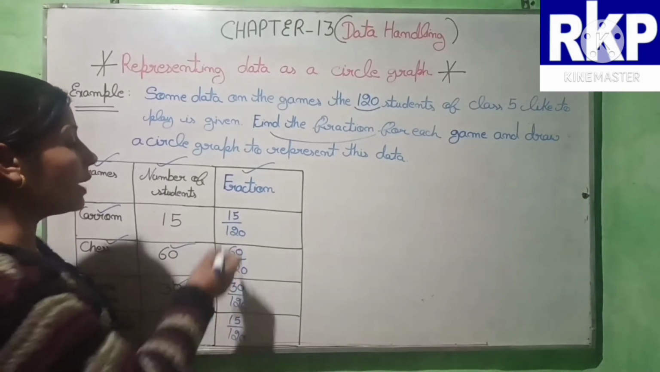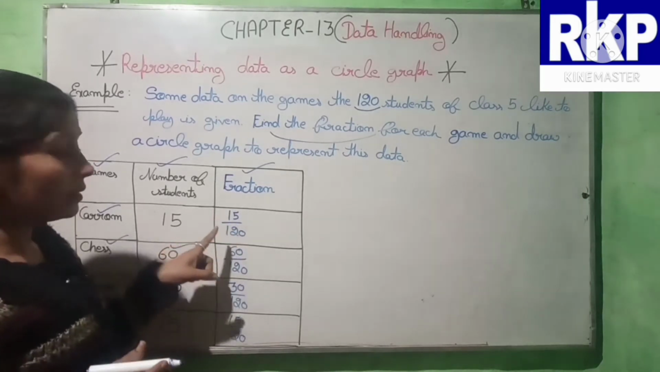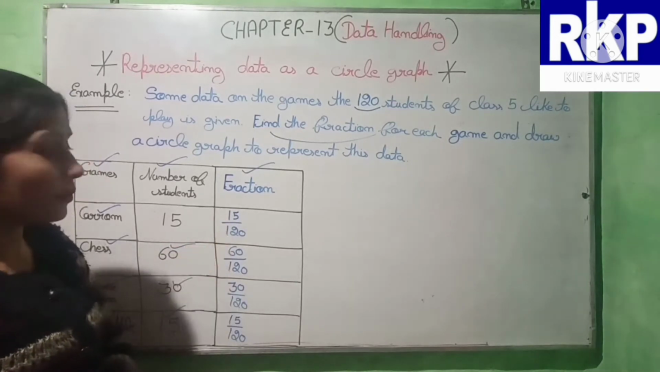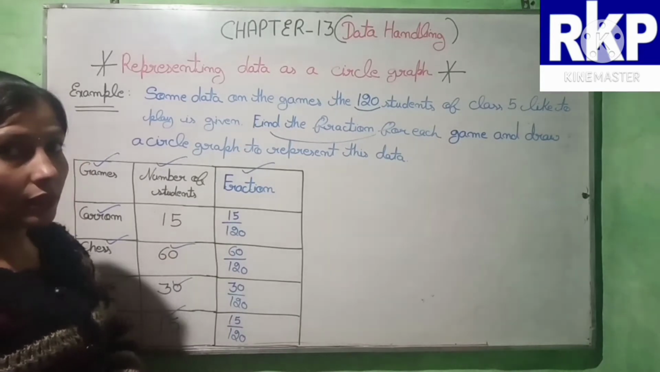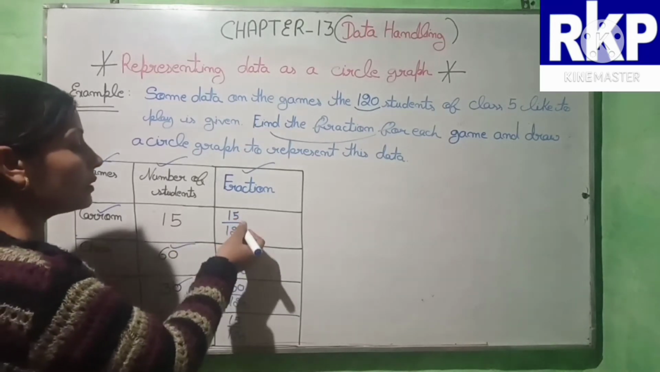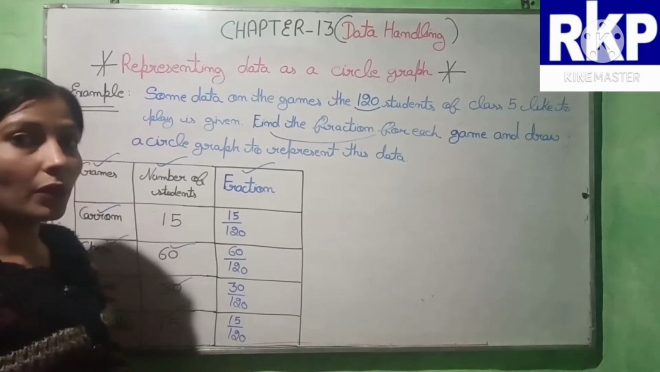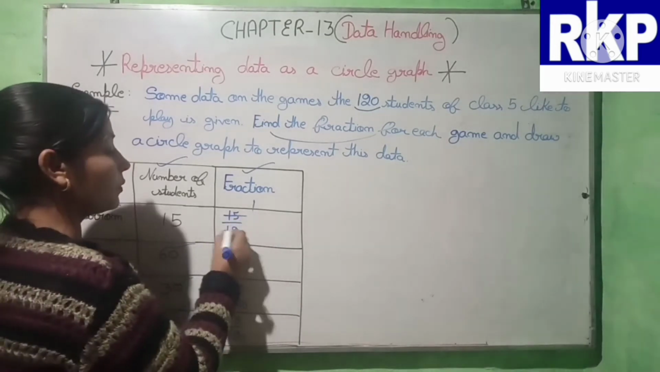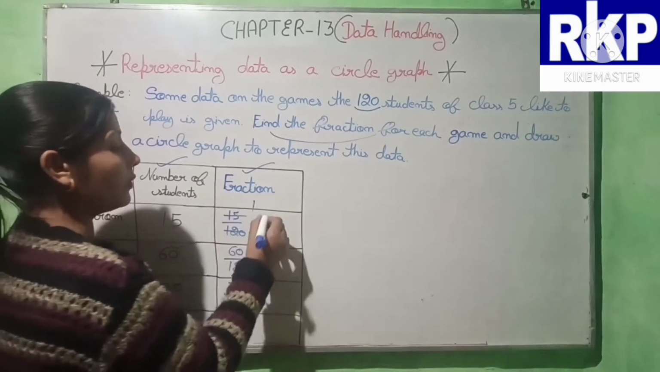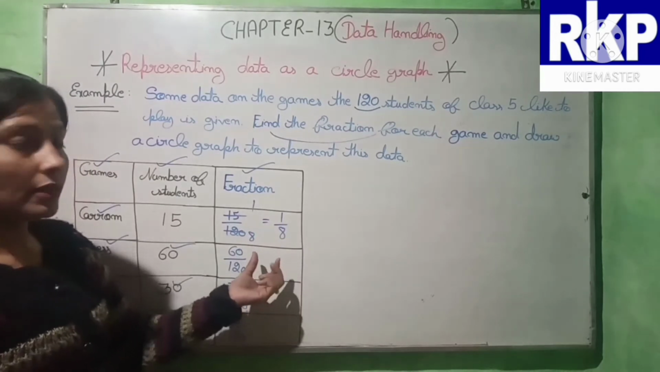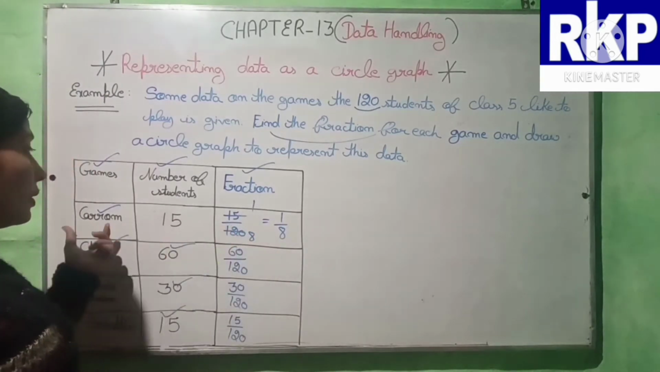So you can divide it. You can divide numerator and denominator with 5, with 3 and with 15 also. You can cancel numerator and denominator directly with 15. 15 times 1 is 15, 15 times 8 is 120. So 1 by 8 is the fraction for carom.